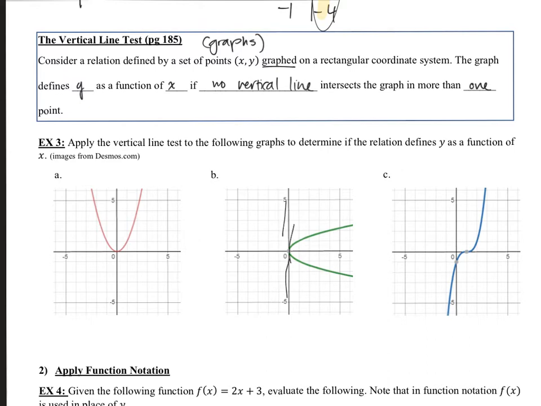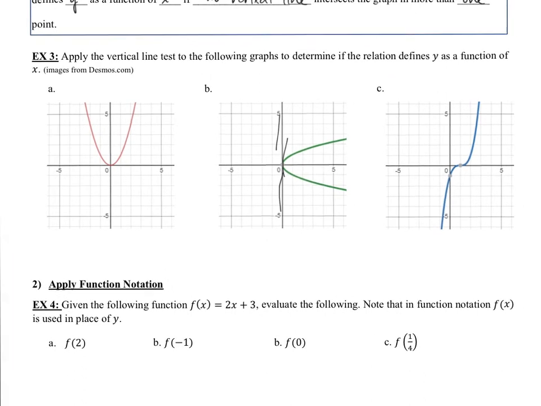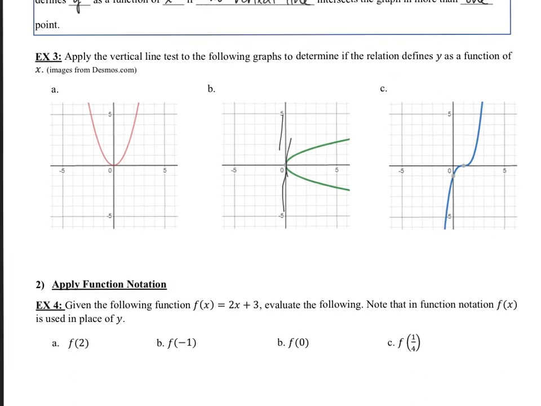All right, let's just take a look at what these are. So we're going to apply the vertical line test to the following graphs to determine if the relationship defines y as a function of x. So I'm going to go ahead and drop a vertical line to test this out. So my first graph, I dropped a vertical line. And it doesn't intersect my graph in more than one place, but is this line useful that I just dropped? That line is really not useful. Why? Well, it's not touching my graph, so it's not helping me in any way.